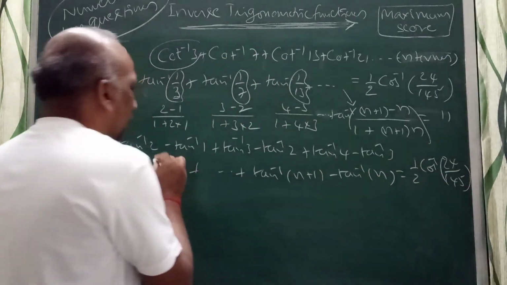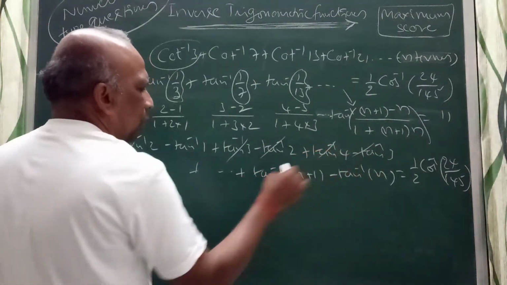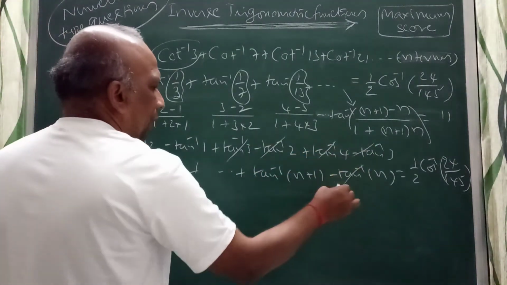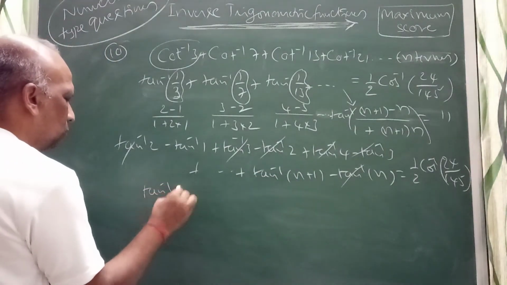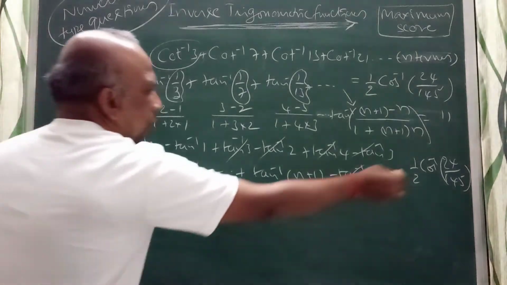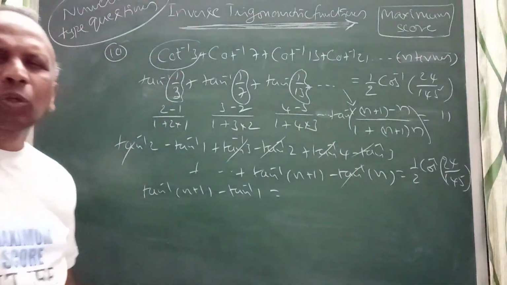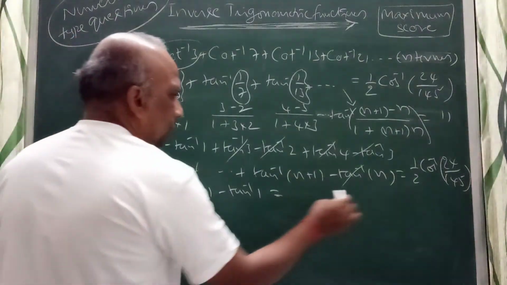Here again, this one I can get cancelled. All of this will get cancelled. I can eliminate all the terms. So it remains only tan inverse of n plus 1 minus tan inverse 1, which is equal to the right hand side. You simplify tan inverse x minus tan inverse y.